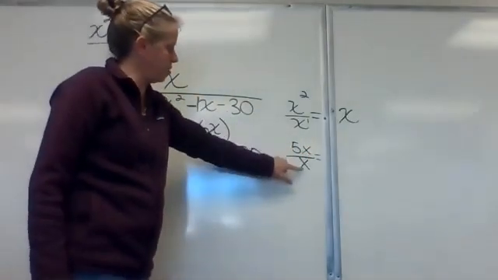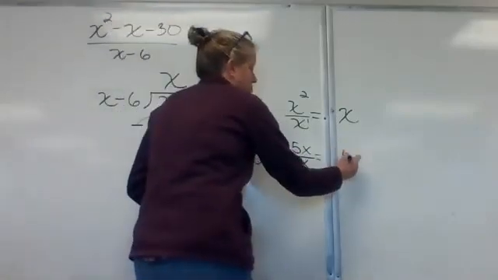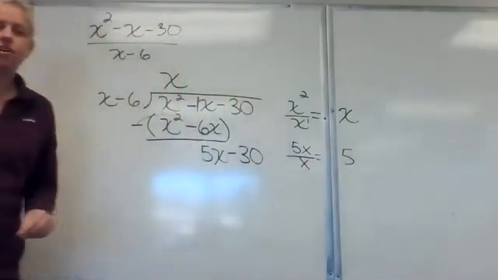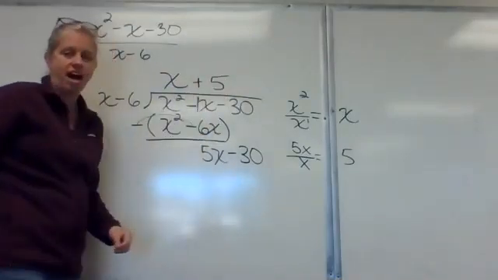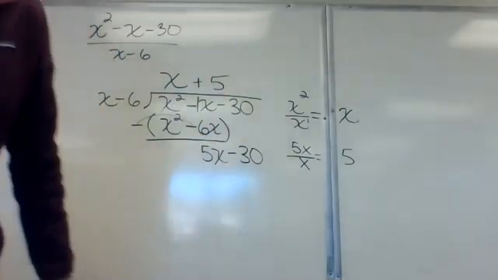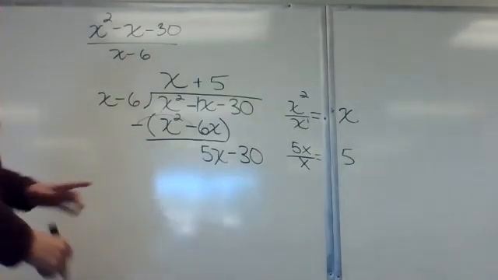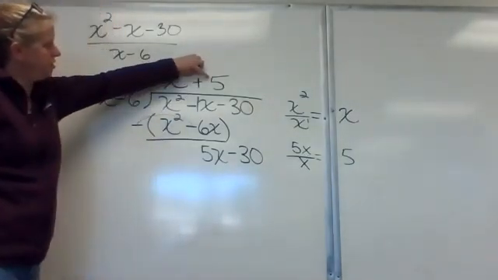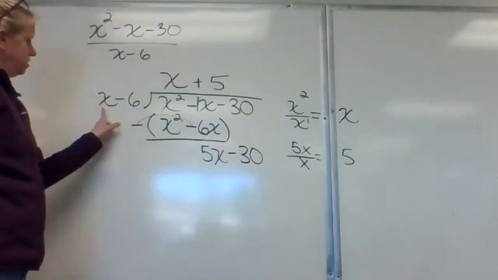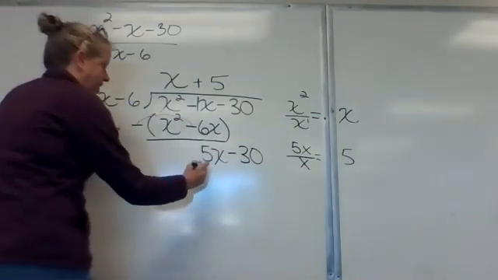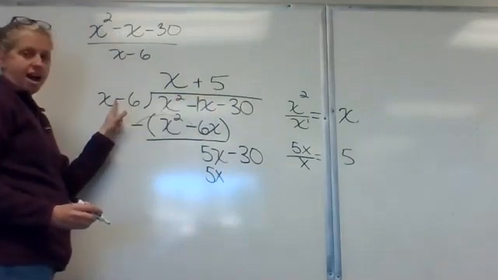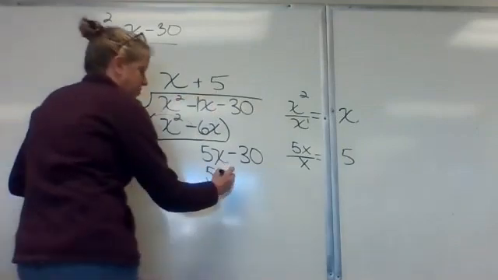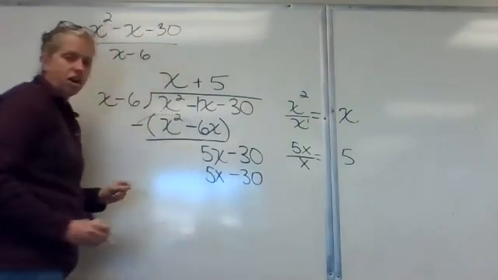So what is that going to leave me with? Those x's cancel, so I'm just left with a positive 5. That's what goes here, positive 5. I do the multiplication. 5 times x gives me 5x. 5 times negative 6 gives me negative 30.